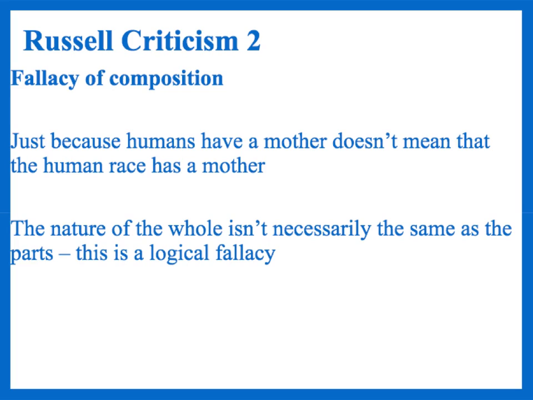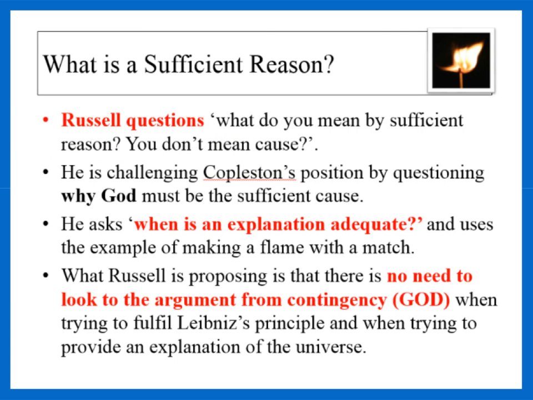This is his most famous criticism, the fallacy of composition. So exactly the same as Hume, but famously Russell uses, just because humans have a mother doesn't mean that the entire human race has a mother. So the nature of the whole isn't necessarily the same as the parts, and this is a logical fallacy. And we can see why he talks about the human race, because that's what Copleston uses himself.